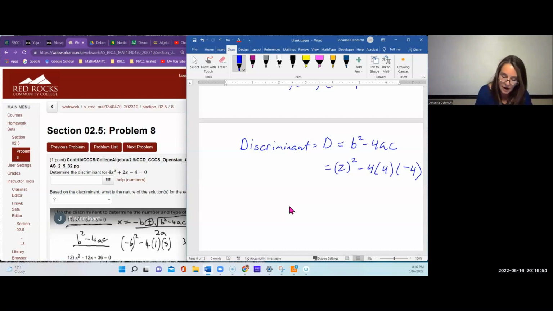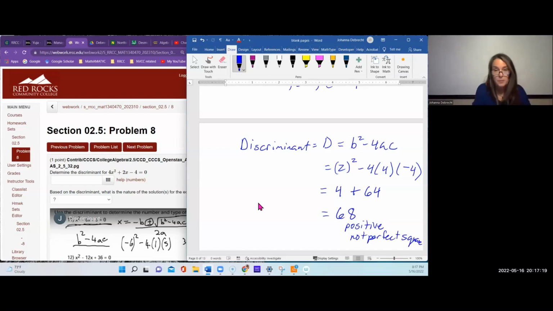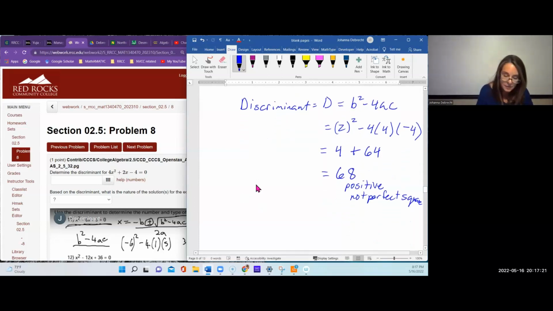Now I'm going to multiply out these numbers. So I get 4. Then I have a negative times a positive times a negative, which is a positive. 4 times 4 times 4 is 64. This gives me the number 68. This is positive, but it's not a perfect square. 64 is a perfect square, but not 68. That means I'm going to have 2 irrational solutions. They'll be real, they're just irrational numbers with a radical.